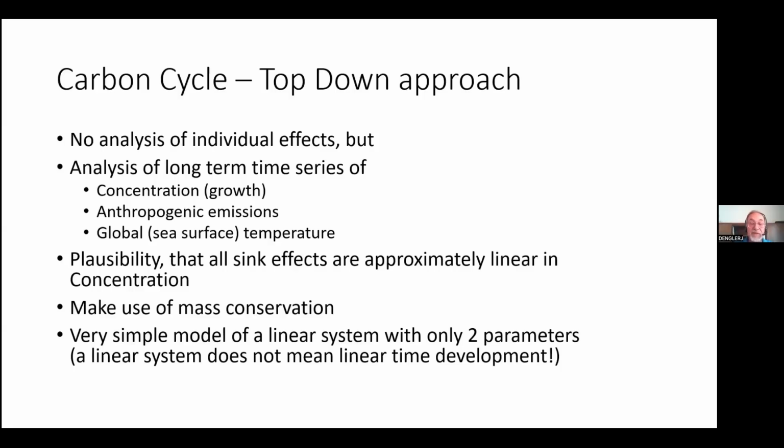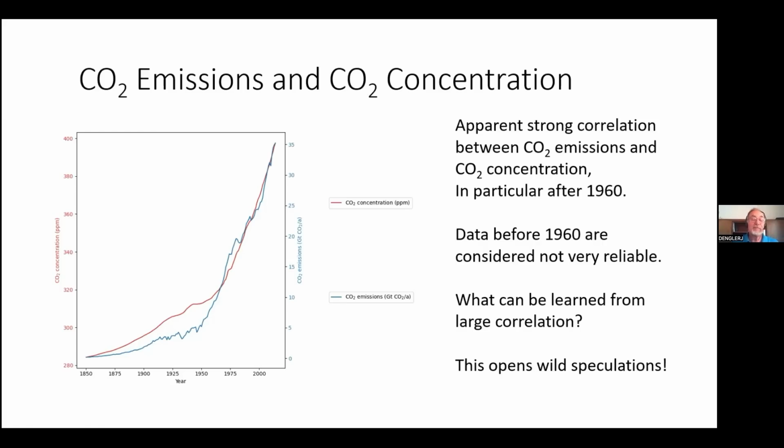If there is a reduction in CO2 in the atmosphere, it must go somewhere, either into the plants or into the ocean. And therefore, we can create a very simple model of a linear system. Now we come to the actual data. Here we have the CO2 emissions and the CO2 concentrations. And what we see is an apparent strong correlation between CO2 emissions and concentration, in particular after 1960.